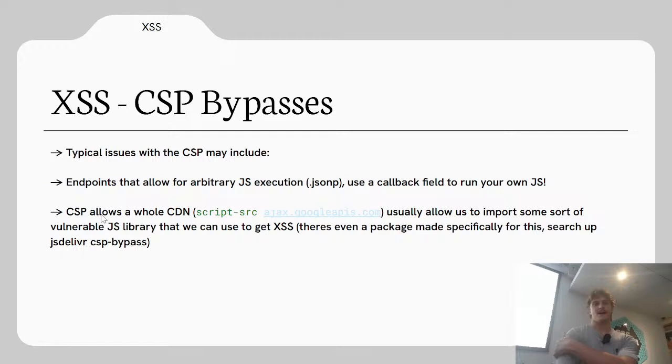If a CSP allows a content delivery network, so you can't really see it there, but it says ajax.googleapis.com, I'm sure you've seen this in the challenges perhaps. We can usually use this to import a vulnerable JavaScript library, and we can use that JavaScript library to get XSS without actually ever running a script directly.